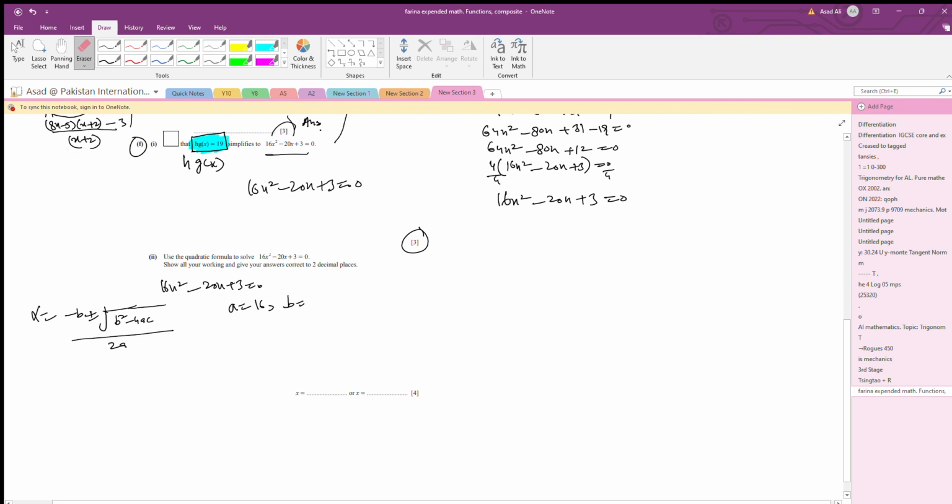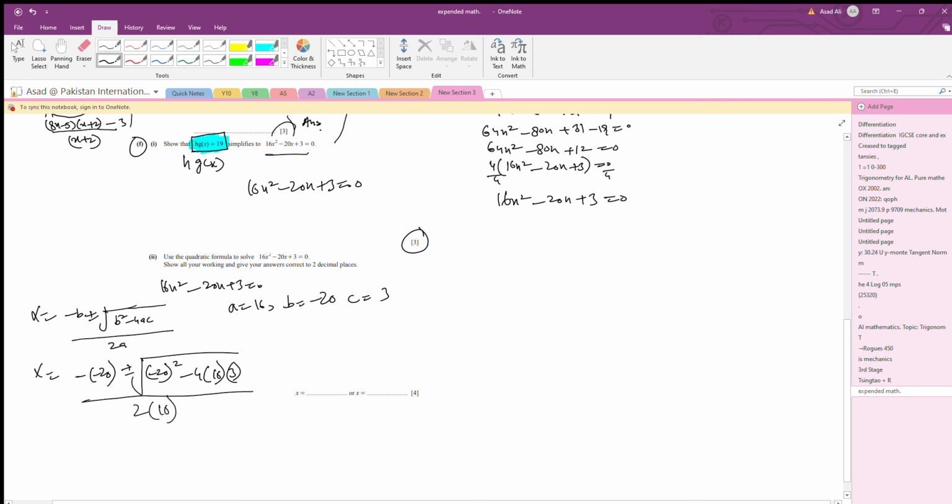So b is minus 20, and c is 3. So just replace the values here: minus minus 20 plus or minus square root of minus 20 whole squared minus 4 times 16 times 3, divided by 2 into 16. Now please use the calculator. Go to setup, then equations, 5, then 3, then a value is 16, b value is minus 20, and c value is 3.